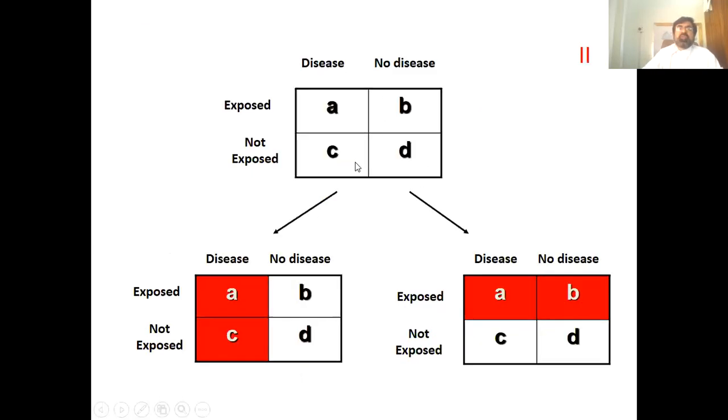And this is shown through a table. You can make a table of these A, B, C, and D. Exposed, they have the disease, and some of them do not have the disease. Not exposed, they have the disease, and they do not have the disease. These are the exposed people. Some of them will have the disease, some of them will not have the disease. These are the not exposed people. Some of them will have the disease and some of them will not have the disease.